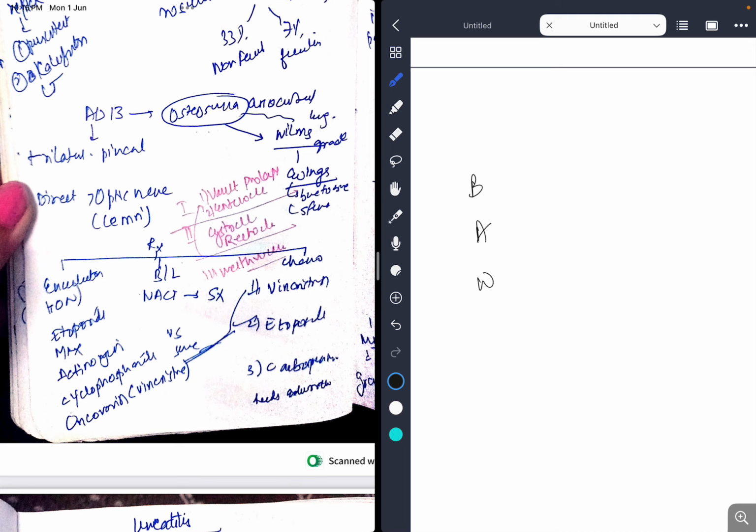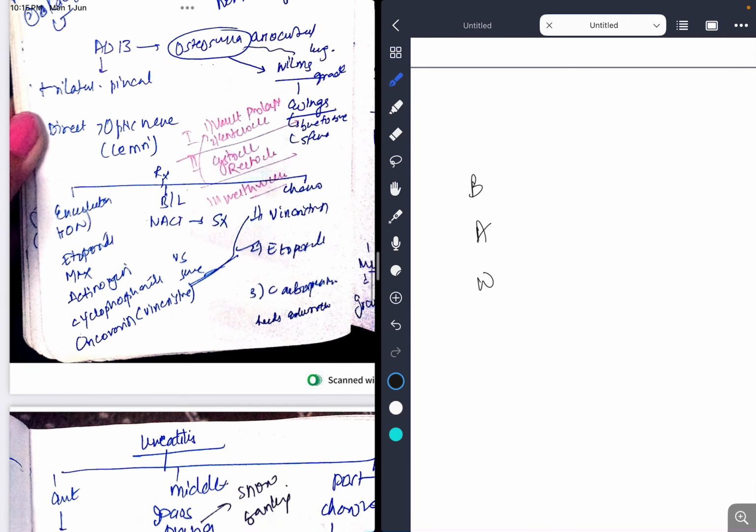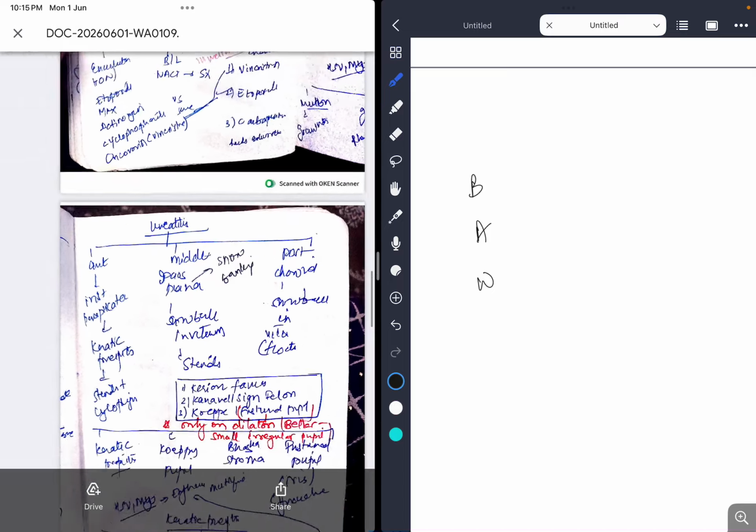Just a mnemonic: vault prolapse and trocele is type 1 of DeLancey classification, type 2 is cystocele and rectocele, and type 3 is enterocele. The treatment for bilateral retinoblastoma is neoadjuvant chemotherapy followed by surgery. First, you have to reduce the size of the tumor and then you do the surgery.